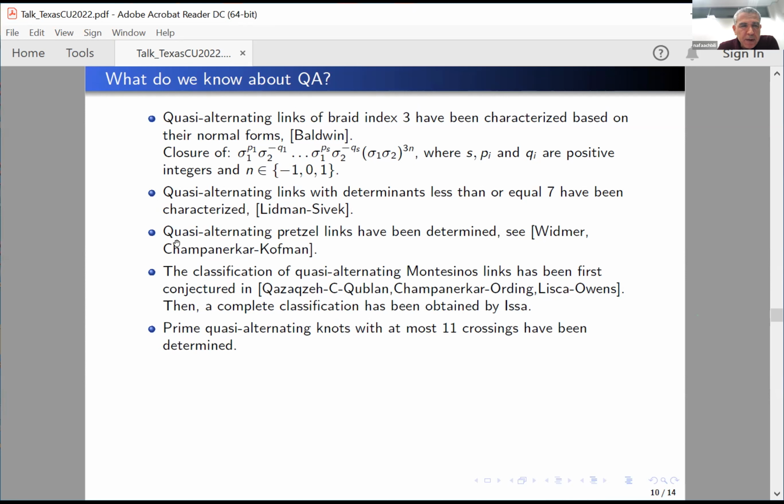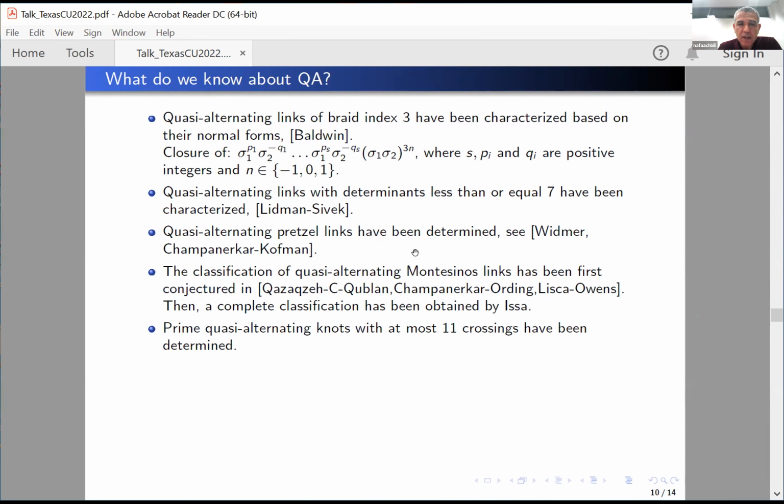Third point here, that quasi-alternating pretzel knots have been determined. So you can see Wedemeyer, Champanerkar, Kofman, and Green, I think. They classified, we know which pretzel links are quasi-alternating. And this has been extended indeed to multi-sinus links.